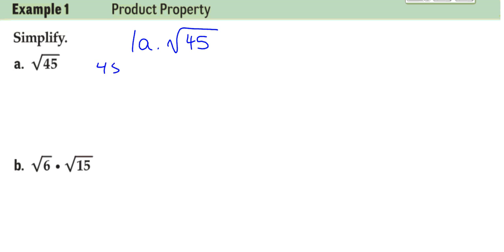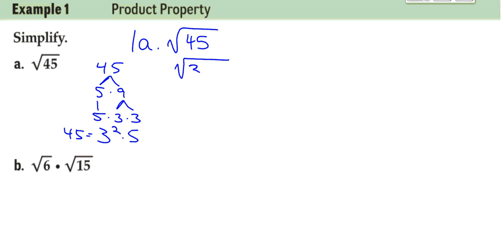And so if I take 45, I need two things that multiply to be 45. What comes to mind is 5 times 9. 5 is prime. I just leave it. 9 is 3 times 3. And so when I write that, I'm going to write it as 3 squared times 5. That's how I'm going to rewrite 45. So square root of 45 is equal to the square root of 3 squared times 5. I generally put the perfect square, so this is going to come out of the radical, in the front.